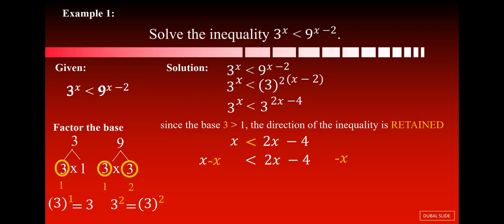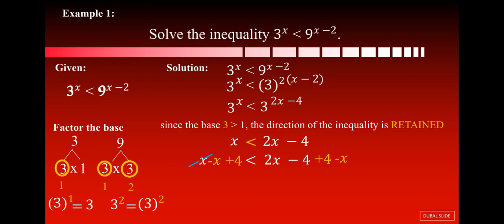Then we also have the number negative 4. Applying the addition rule, we need to add 4 on our right side. Since we are adding 4 on our right side, we are also going to add 4 on our left side.